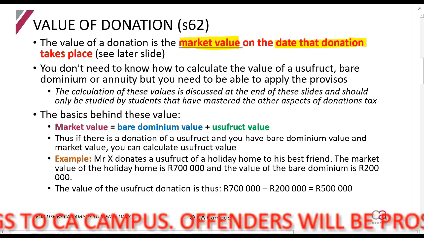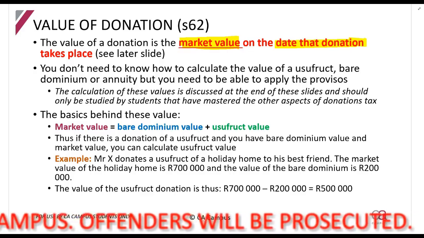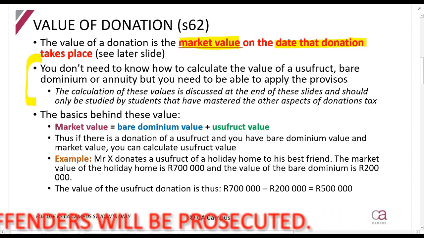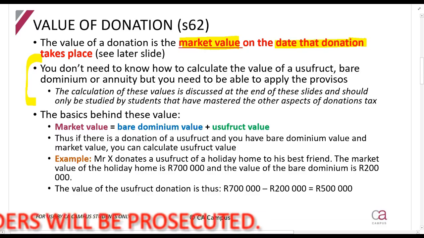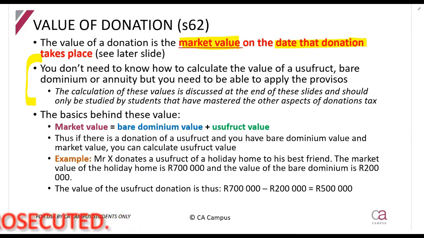Right, so guys, what is the value? The market value. I want you to see that when you look at the definition of property, it said rights to property are also included. So what is a right to property? We get things called a usufruct and a bare dominium. Those things you can also donate. This is discussed a little bit later on in the notes. I'm just making this comment now because it is discussed in section 62.